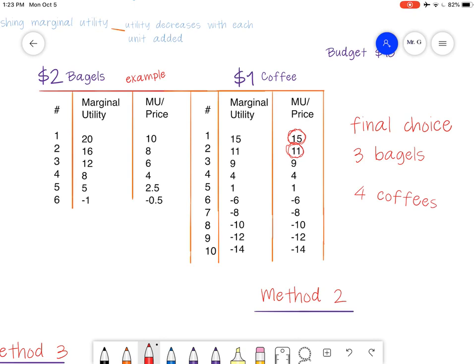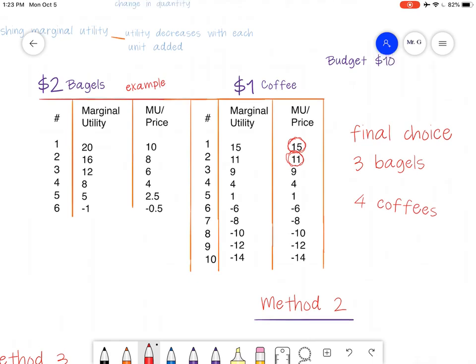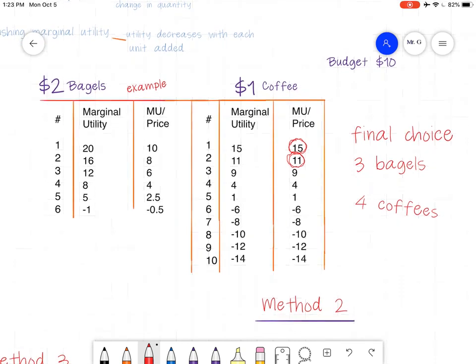So far I've bought 2 coffees. That's $2 worth. Okay? And remember, our budget is $10 in this particular case. So $10 right there, you can see. And so our next choice, well, we look at the next highest number. The next highest number is actually 10. So that's going to be what our next item is going to be.